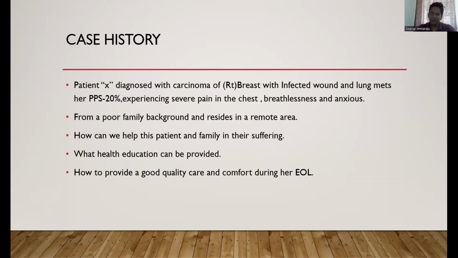Like earlier, he was on oral medications. Now, the medication or the route has to be changed. And this patient is experiencing severe pain over the chest region and is also breathless and anxious. So we don't know exactly what is bothering the patient, but still, you should have a good care plan in your mind about how and what your goal is going to be. Next slide, please.